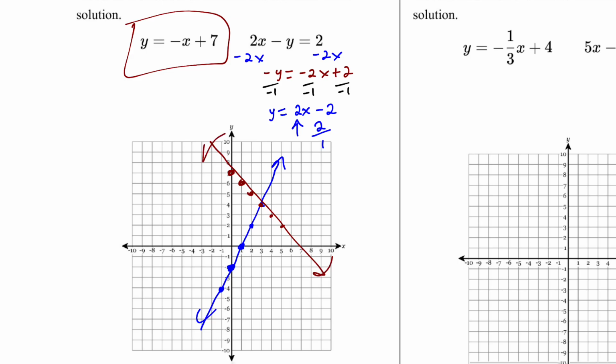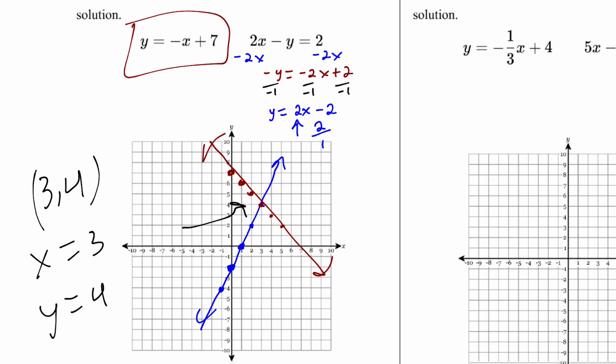Once I have graphed my two lines, the solution is the intercept, where they cross, or the intersection, I should say. 3, 4. I can also write this as x is equal to 3 and y is equal to 4 if I wanted to. That's what a coordinate means.